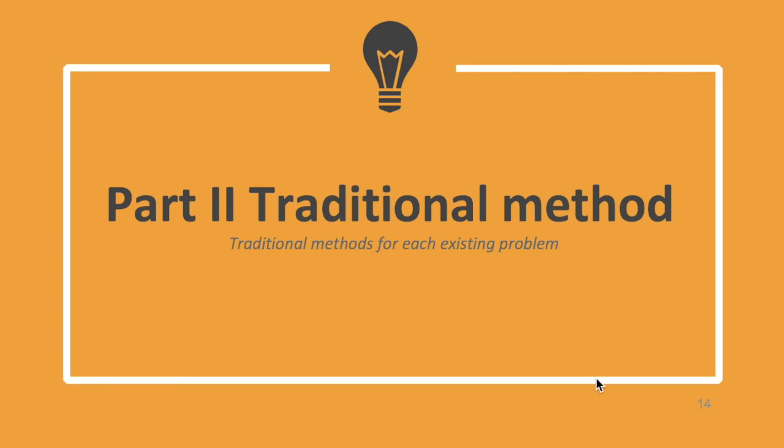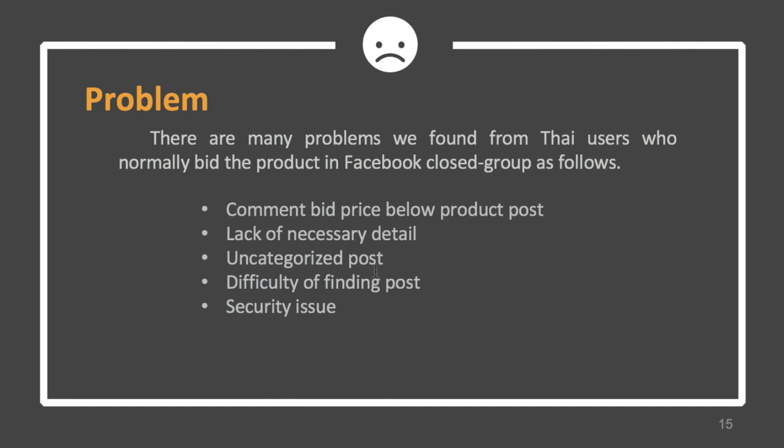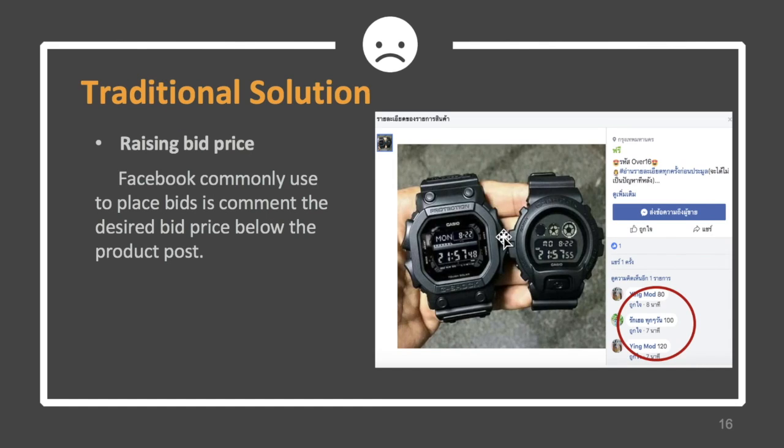Next, Part 2, I will talk about the traditional method for each existing problem. All of these are the problems that I told you before. So then I will talk more about the traditional solution. The first one is raising bid price. After we observed and analyzed Facebook users who visit the page as buyers and sellers, we found that the technique they commonly use to place bids is commenting the desired bid price below the product post. In detail, it can be classified by different criteria as follows.